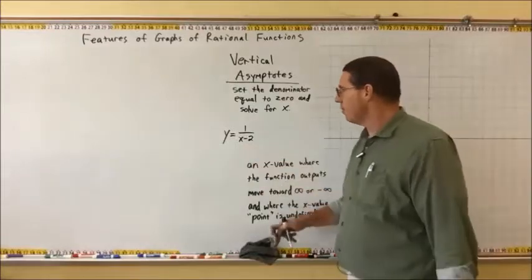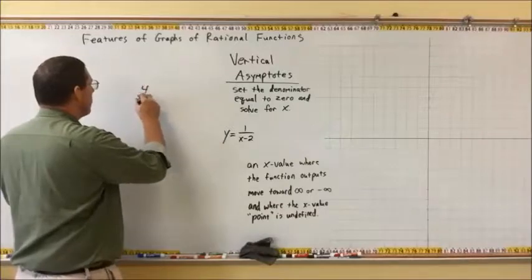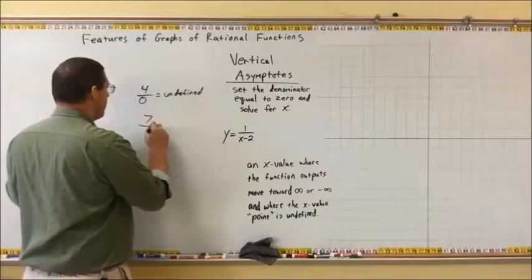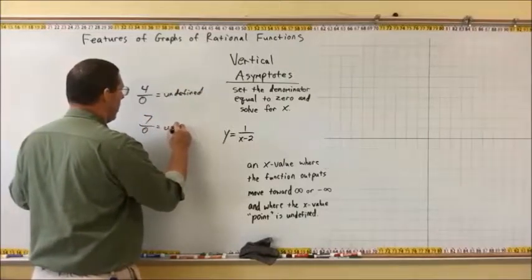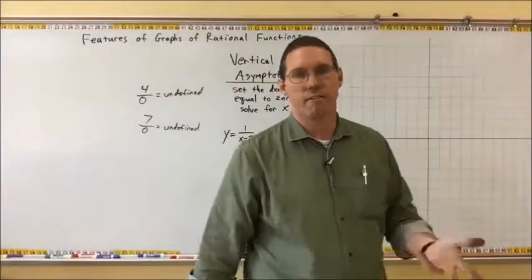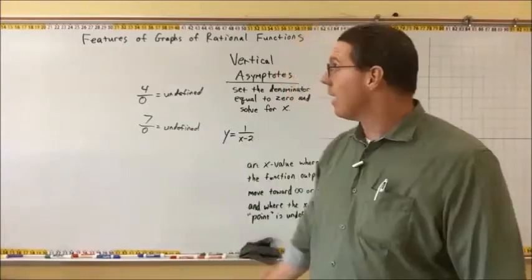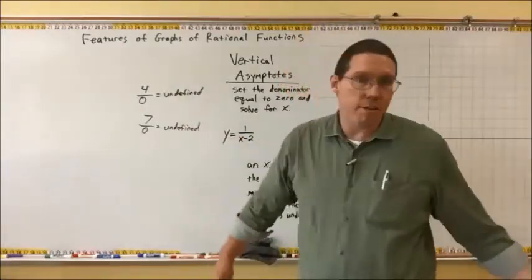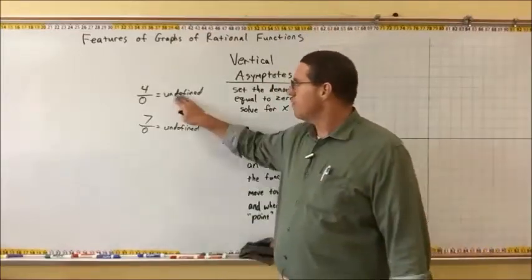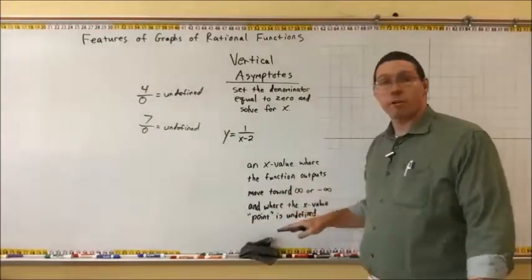I think we mentioned before that 0 over a number is equal to 0, but 4 over 0, undefined, 7 over 0, undefined. Any fraction value over 0 is undefined. You cannot divide by 0. You can't ever divide by 0. And dividing by 0 never gives you 0. It gives you an undefined point. In fact, what it gives you is a vertical asymptote.